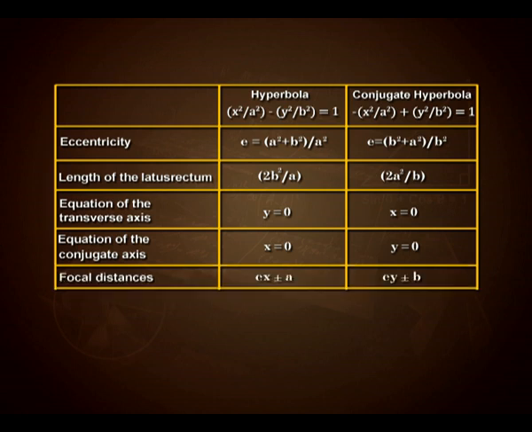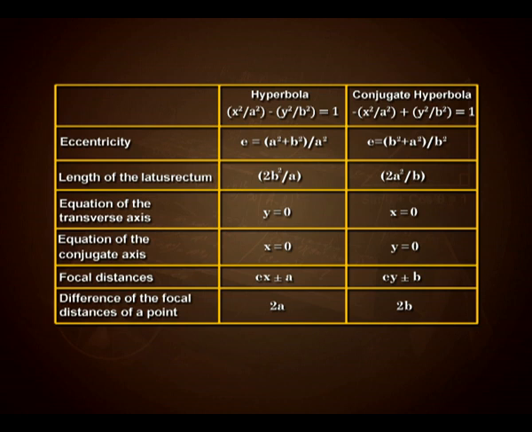What about the focal distances? In case of hyperbola, the focal distance will be ex ± a, and for conjugate hyperbola it will be ey ± b. The difference of the focal distances of a point in case of hyperbola will be 2a, and the difference of focal distances of a point for conjugate hyperbola will be 2b.